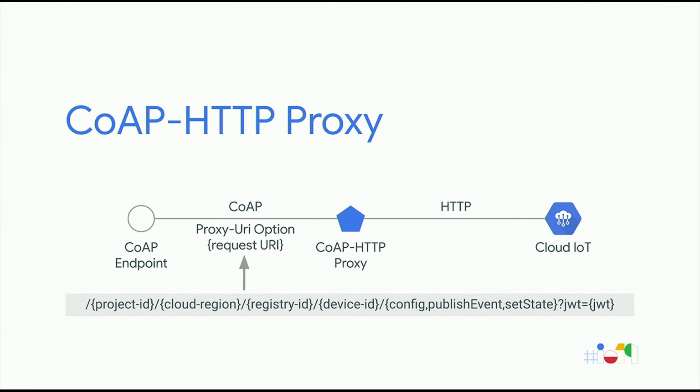So let's take a look at the CoAP-HTTP proxy implementation in this demo. In this example, the CoAP proxy listens on a specific path, /gcp, and the Proxy-URI option includes the request URI path that the CoAP proxy uses when translating that request on behalf of the CoAP endpoint. And it includes things like the project ID, device ID, and the publish event action.